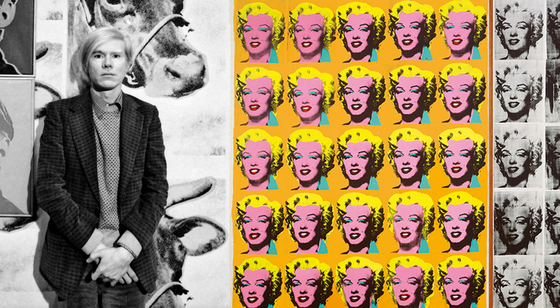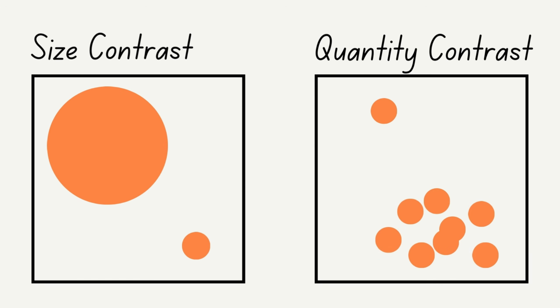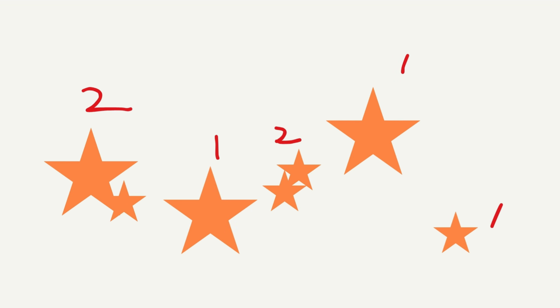My understanding of arranging elements is to intentionally create an unintentional effect, which means avoiding repetition. The most common methods are size contrast and quantity contrast, the 5 stars mentioned earlier. If there is size contrast, it will be more enriched, but it still appears intentional. Adding quantity contrast will make the arrangement look more natural.